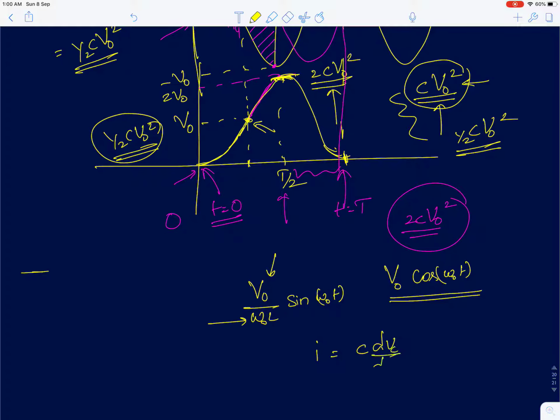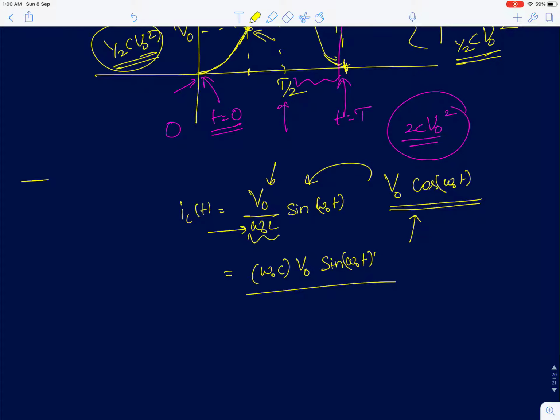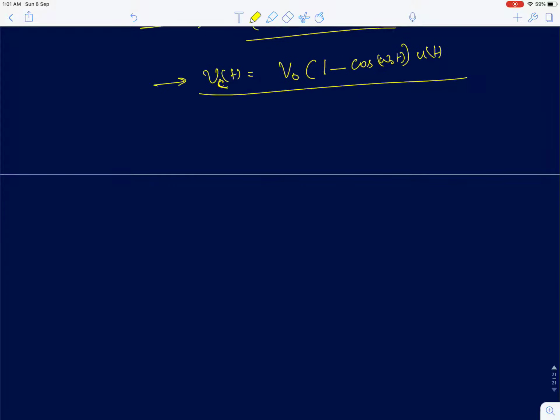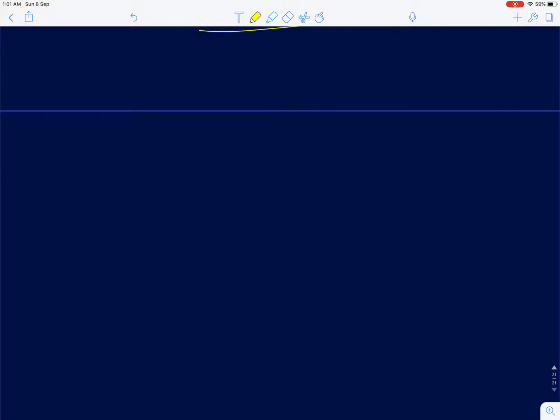So that will be the capacitor current, and you can write the capacitor voltage as the input voltage minus the inductor voltage. So that will come out to be 1 minus cos omega naught t, into V naught, into u of t. So this will be the voltage across the capacitor. Okay, this is the inductor voltage, and we have also found the series current. So this finishes the step response of a parallel LC circuit. Now we will see how this parallel LC circuit behaves when I apply a pulse input.